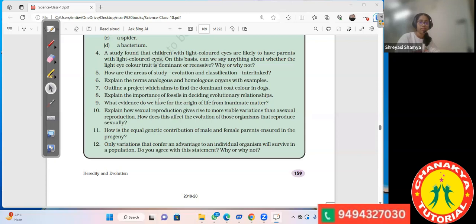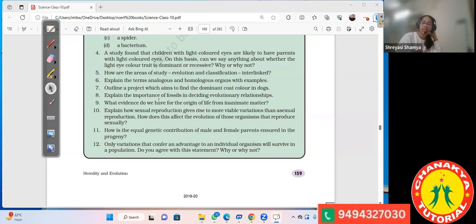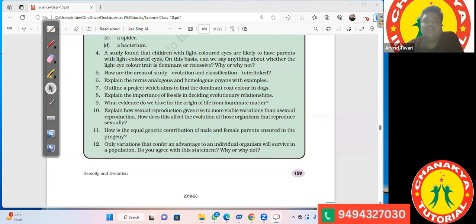Sir, but in dogs, sir, there are several co-dominant cases also, sir. Like Dalmatian dogs, they have black patches on white skin, coat. Then how can we still find the dominant color? For that, select the species first.